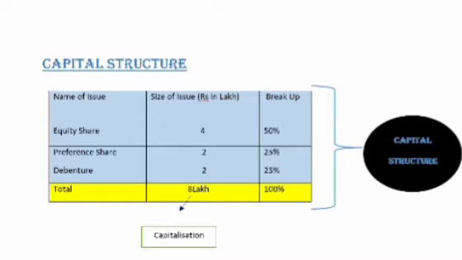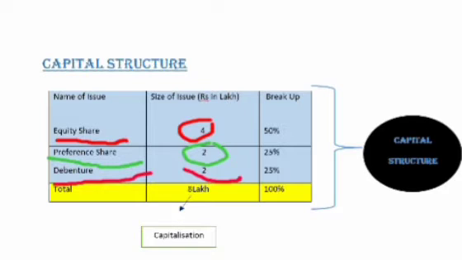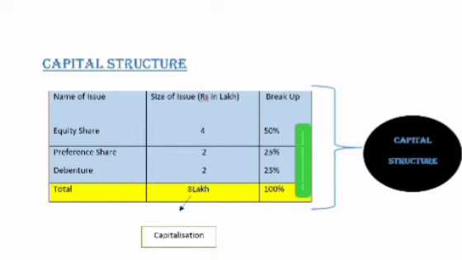So suppose the company is issuing three things first. Just remember it, okay? Just look at this. When a company is issuing equity shares worth 4 lakhs, preference shares 2 lakhs, and debentures 2 lakhs, suppose we take the total issue as 100%. So equity share is 4 lakhs, that is 50%. The company has issued 50% equity, 25% preference share, that is 2 lakh, and 25% debentures, that is 2 lakh. If you add all these, 4, 2, 2, that will be 8 lakhs.